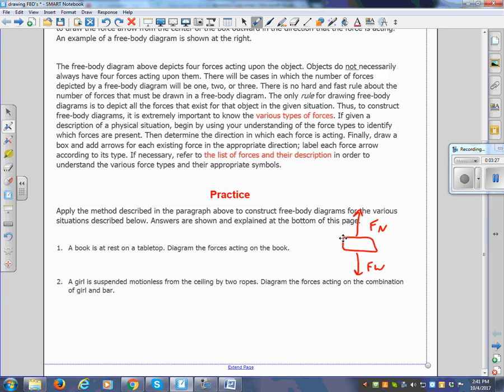A girl is suspended motionless from the ceiling by 2 ropes. Diagram the forces acting on the combination of girl and bar. Okay, so there's the box. Gravity down, Fw. Now, because there's 2 ropes, we would call them F1 and F2 maybe, or you could call them FT, tension 1, tension 2. I also don't have a problem with just one force being up either, unless it asks for the individual amounts, right? Maybe it's probably better to be 2.